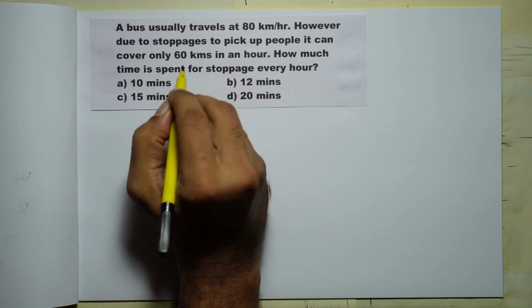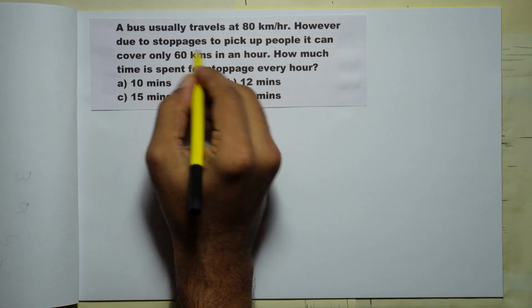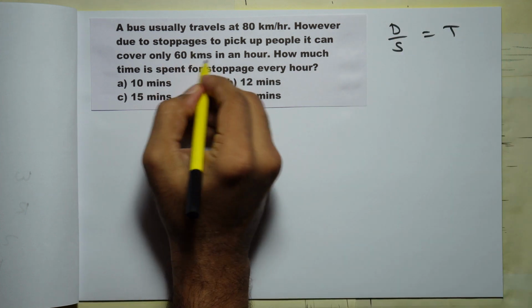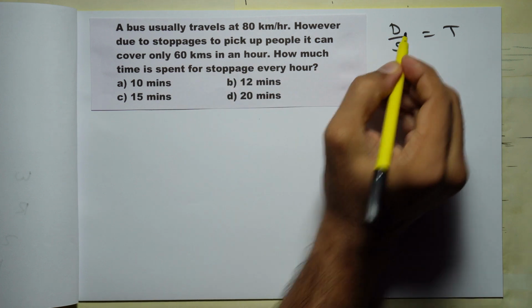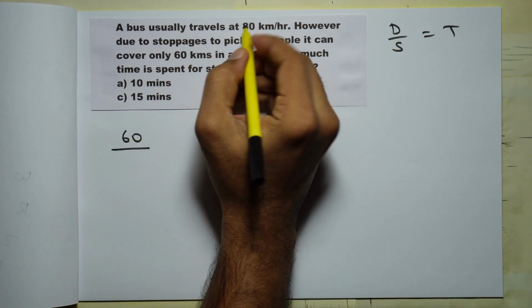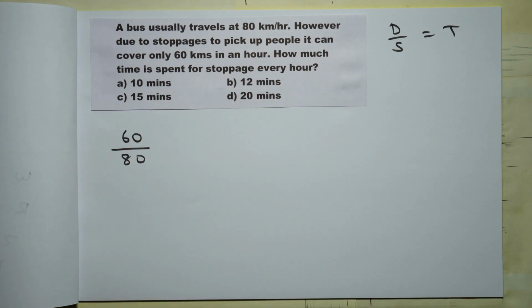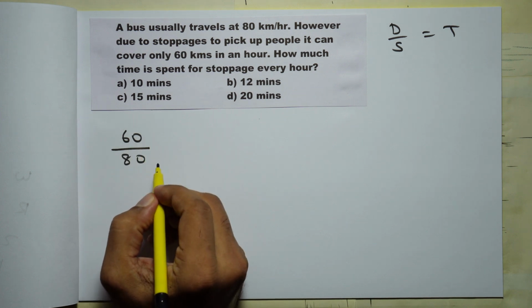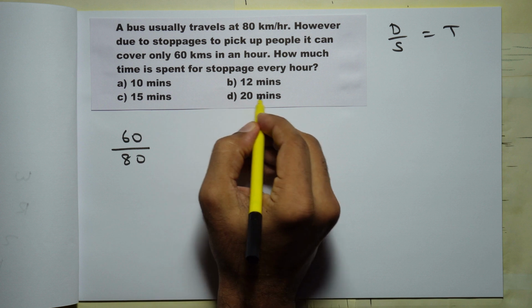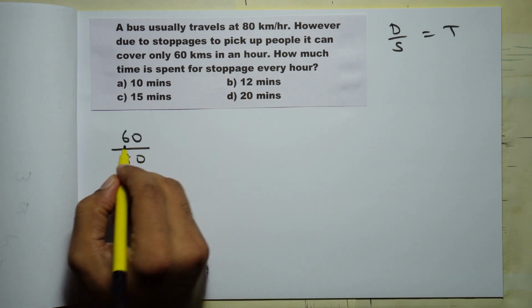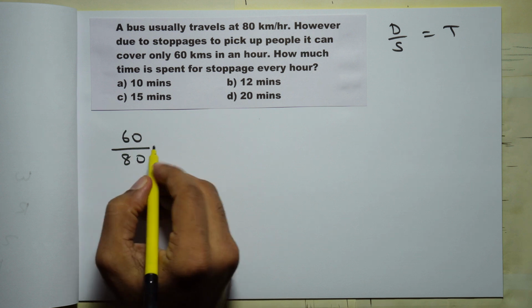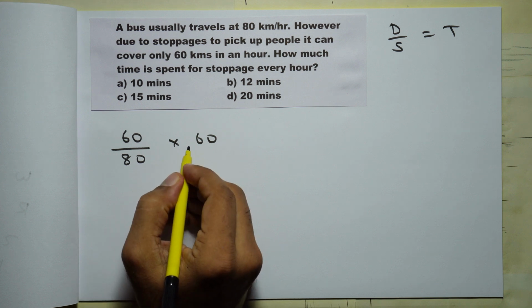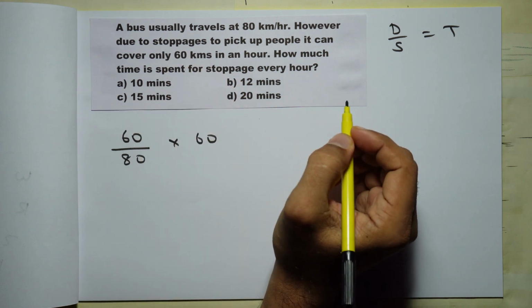So first we'll find out the time required for the bus to do 60 kilometers. Distance by speed gives you time. Now actually it does only 60 kilometers in 1 hour. So distance that it has to do is 60 divided by speed of the bus is 80. So this is the actual time required to do 60 kilometers, and this is the time in hours. Now here you can see answers are given in minutes. So we will convert hours into minutes, and to convert hours into minutes you have to multiply by 60. So this is the time in minutes that it requires to do 60 kilometers.